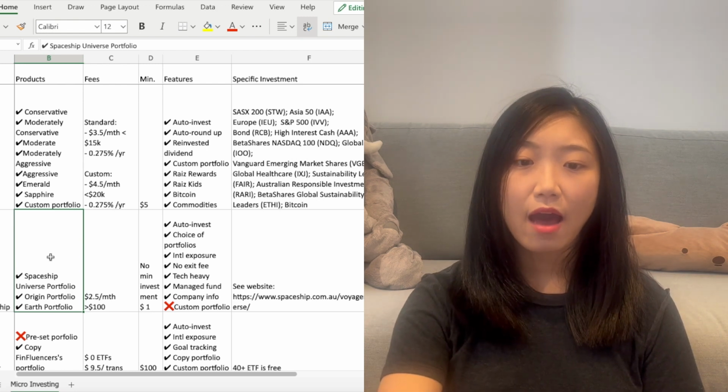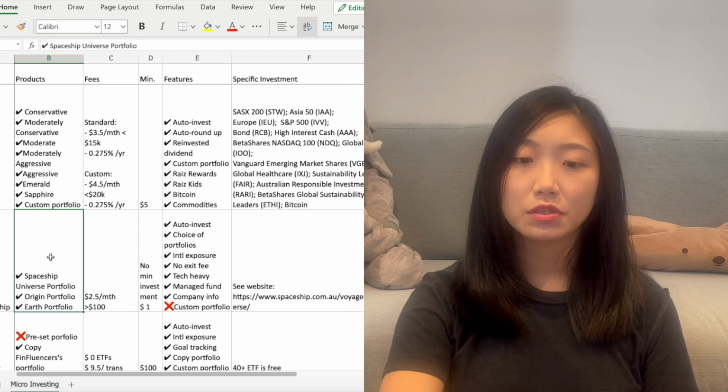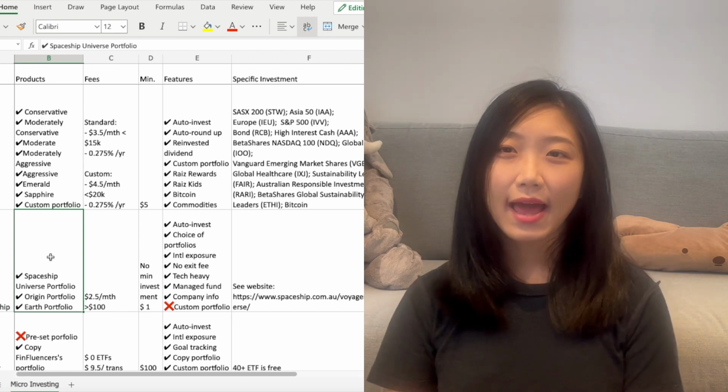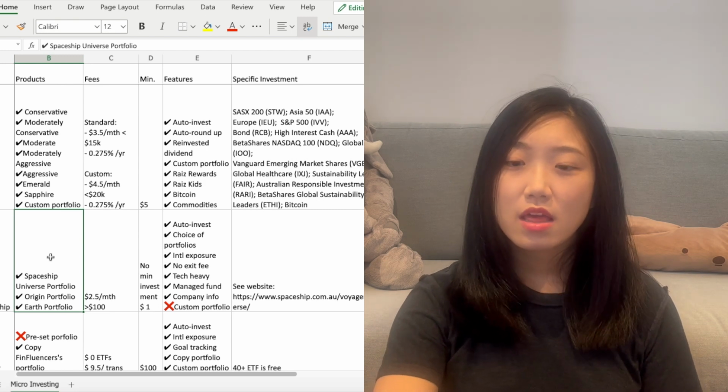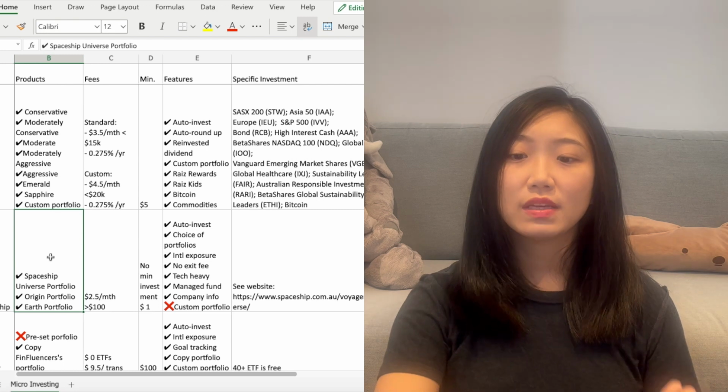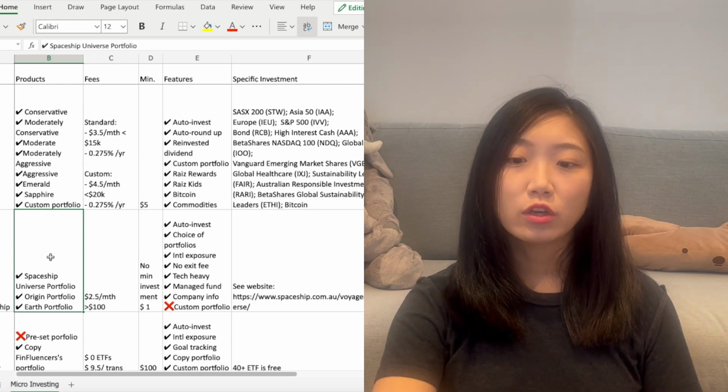The other one that they have in the company is the Spaceship Earth portfolio. If you're looking to invest in companies that are inclined to the planet as well as the share market, then this might be a portfolio for you. So this is the newest kid on the block for Spaceship.